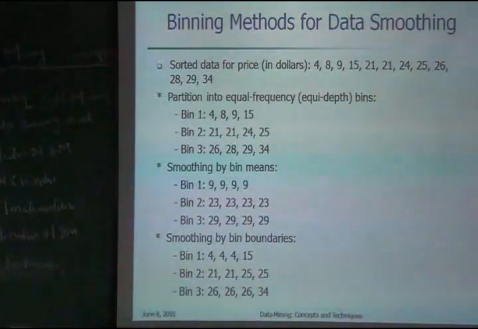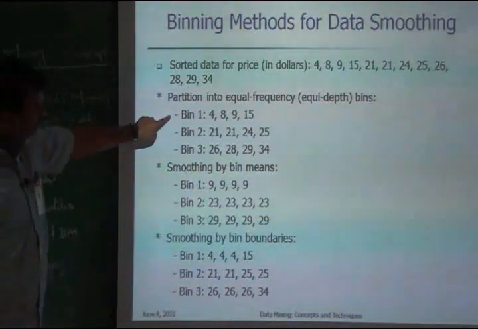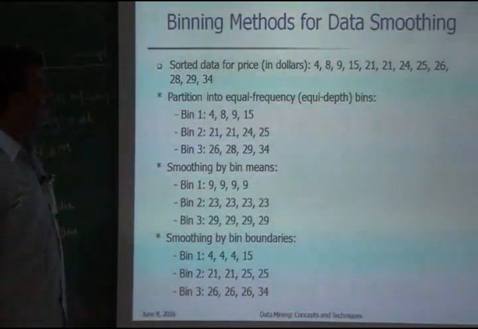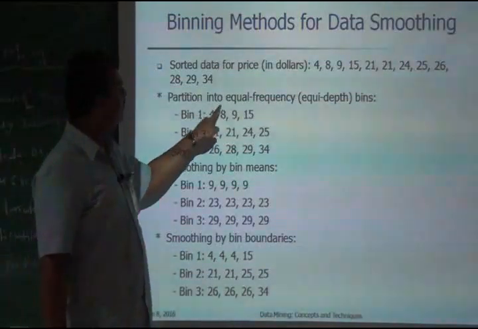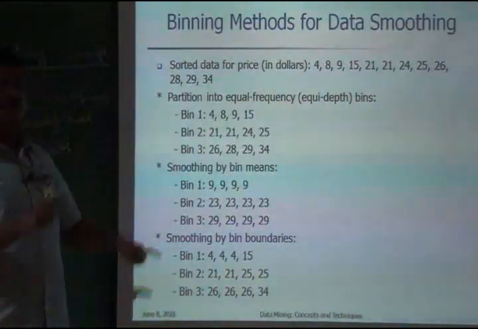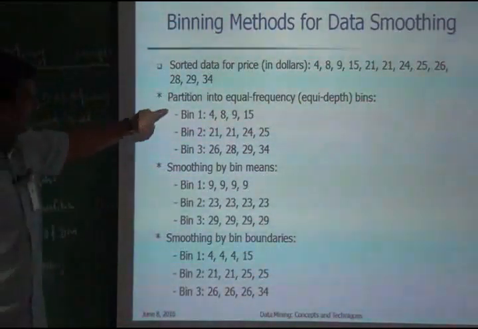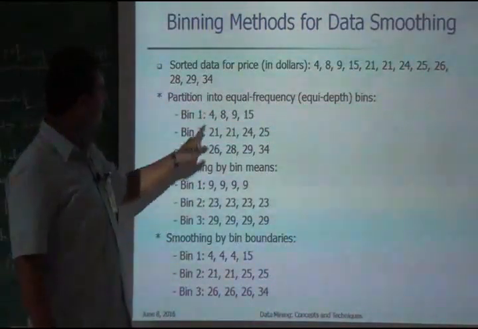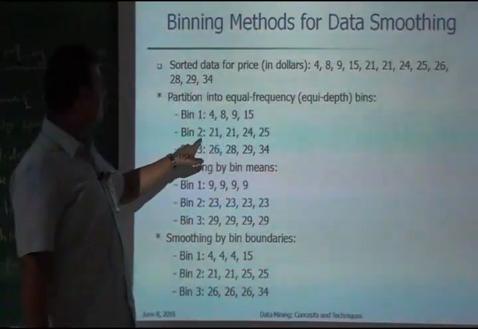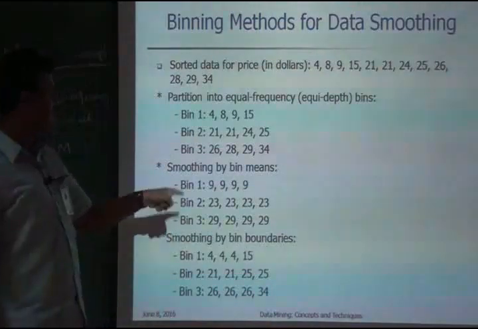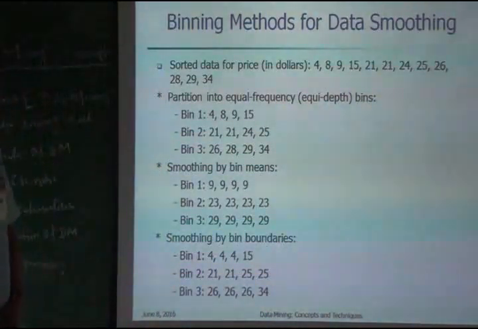What do you mean by smoothing with bin mean? Each value in a bin is replaced by the mean value of the bin. How to calculate the mean value of bin 1? 4 plus 8 plus 9 plus 15 divided by 4, which is 9. Each value in bin 1 is replaced by 9, 9, 9, 9. The mean of bin 2 gives 23, 23, 23, 23. The mean of bin 3 gives 29, 29, 29, 29. That is called smoothing by bin mean.